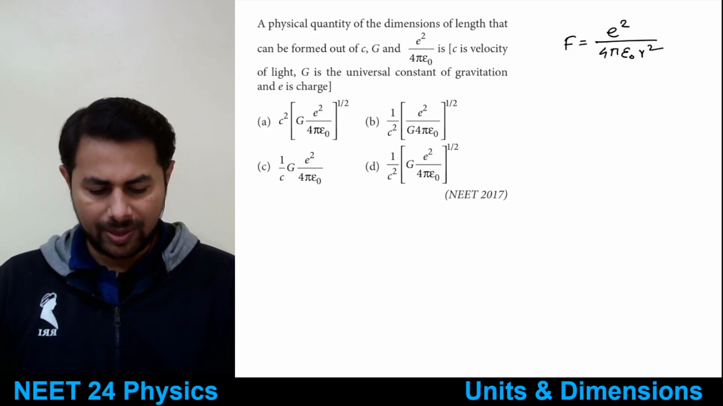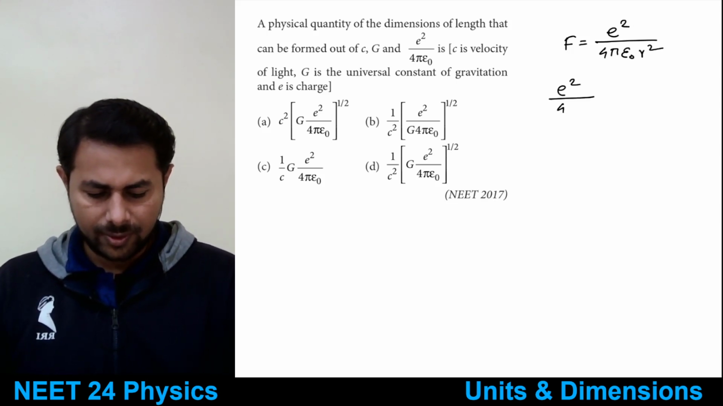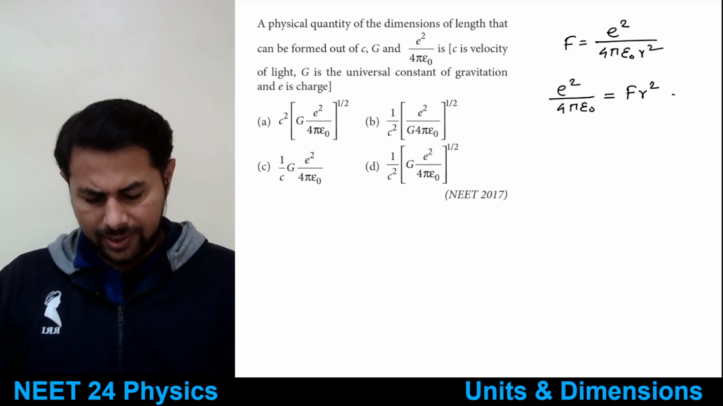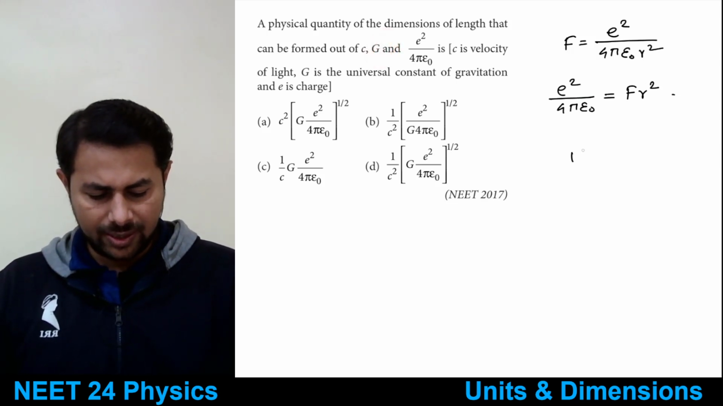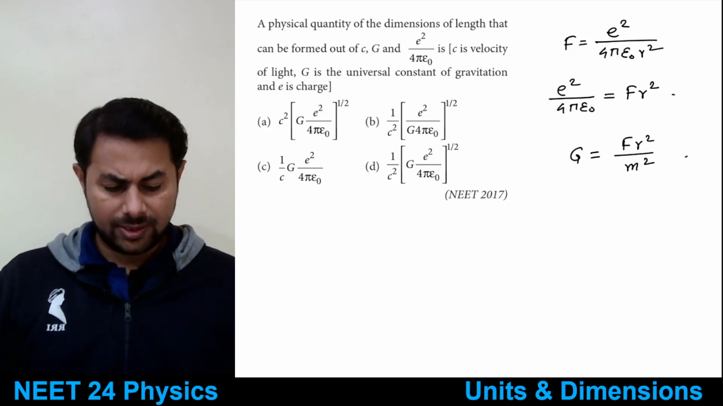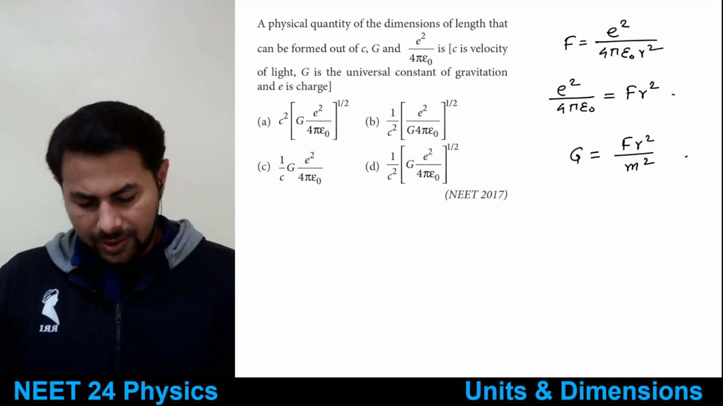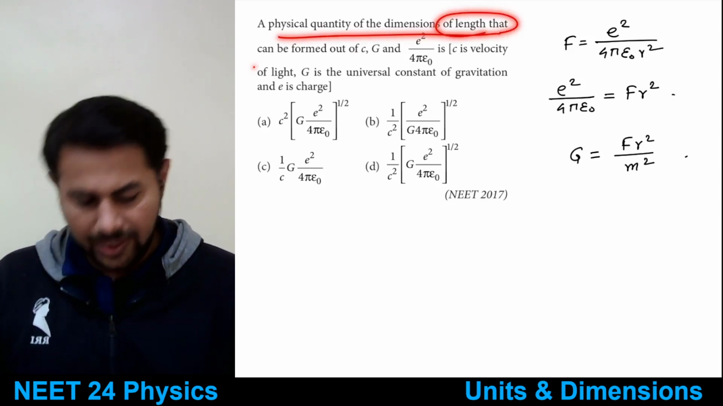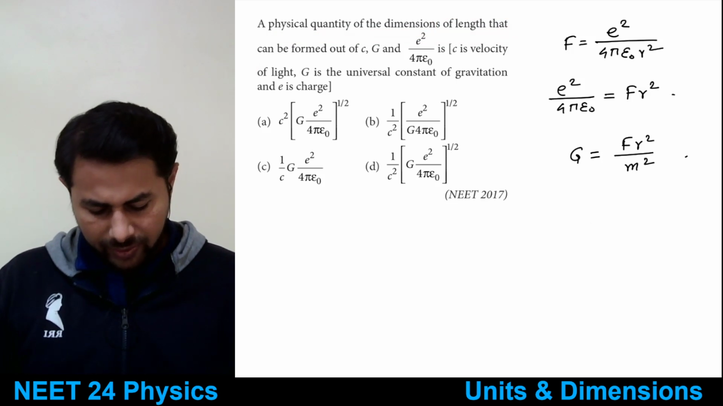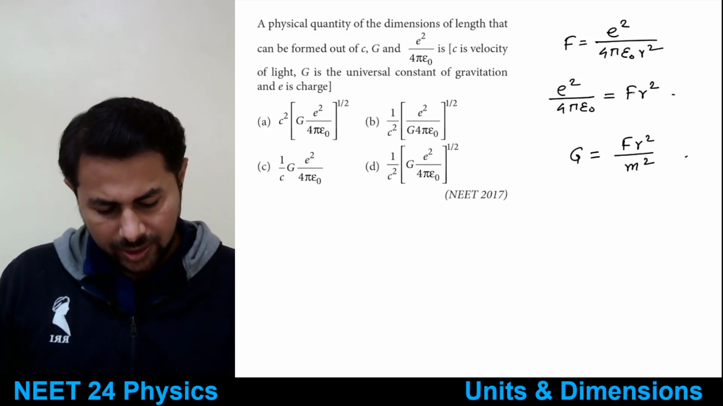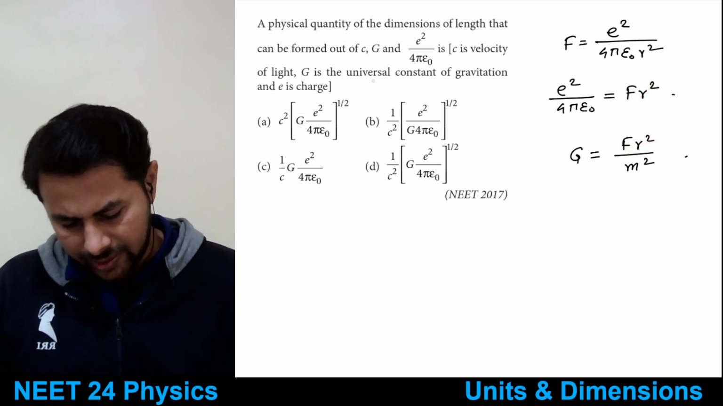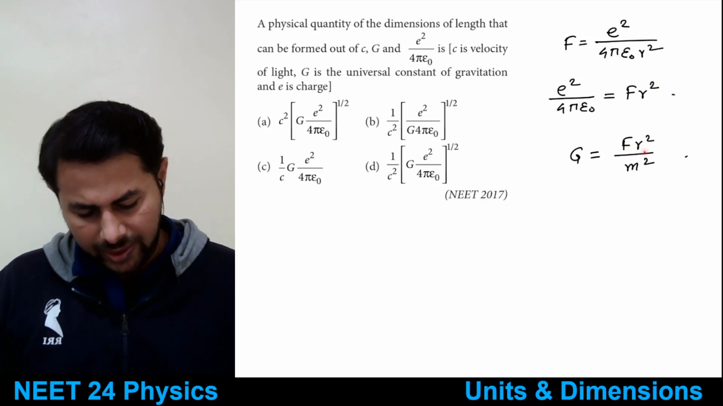So you have e square by 4 pi epsilon naught r square. That means e square by 4 pi epsilon naught can be written as what? It can be written as F R square. Okay, and G can also be written as F R square by M square, right? G can be written as F R square by M square. And you have again speed of light, and you want the length again. Okay, you want length again. So what can you do here? So this F R square, we can get rid of F R square and F R square, but is that sufficient? No, we want length only, right?